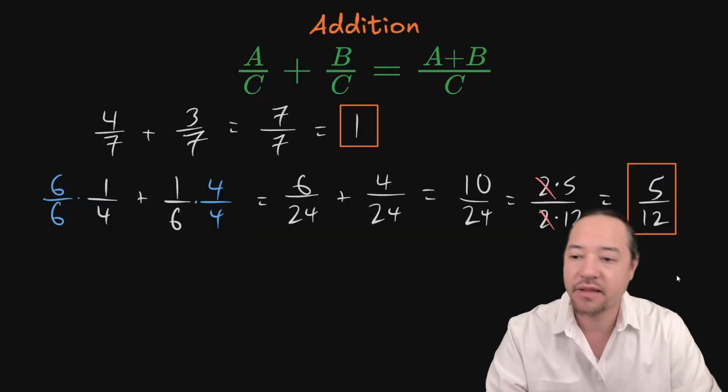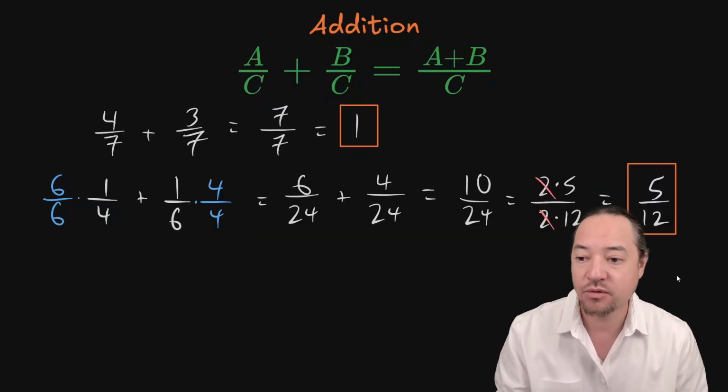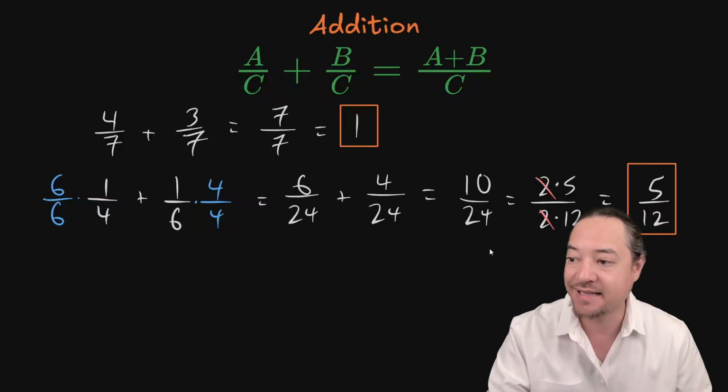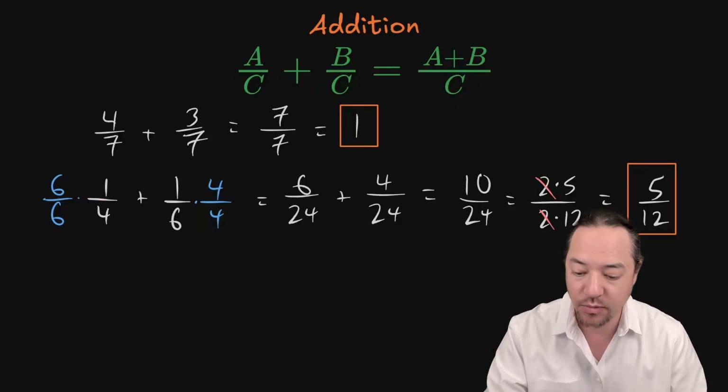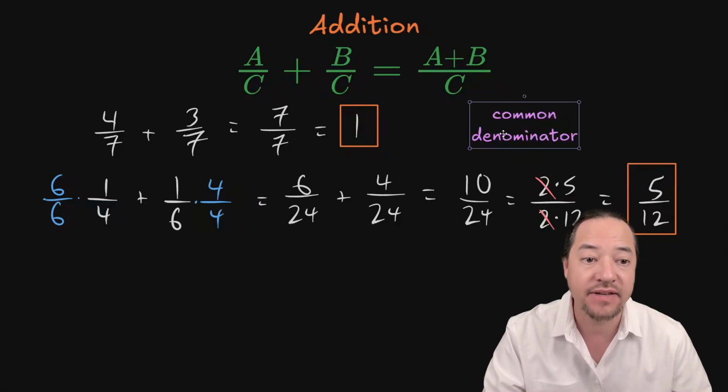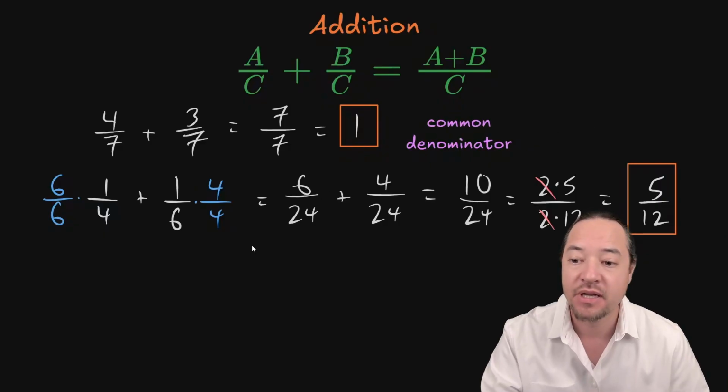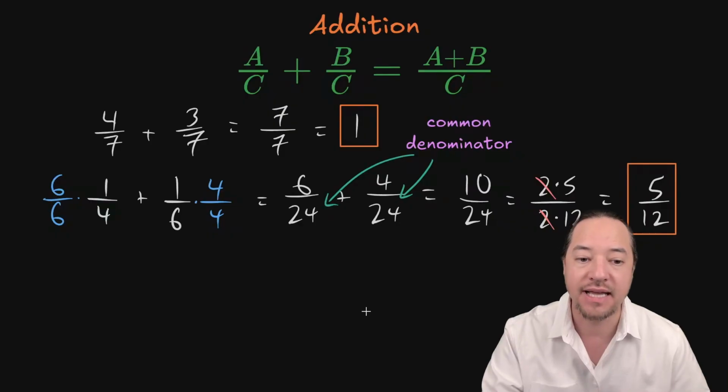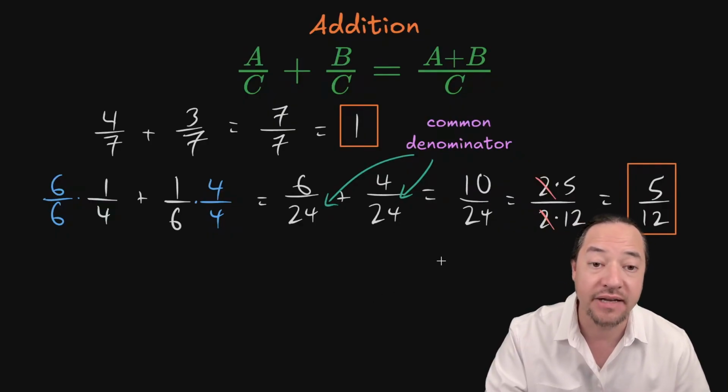Now there's another way I can think about this. Okay, so the way I did it here was I just created a common denominator, which is really what we need to do. We need to have a common denominator, right? So in this case, the common denominator was this 24, right? That was the common denominator that we created.